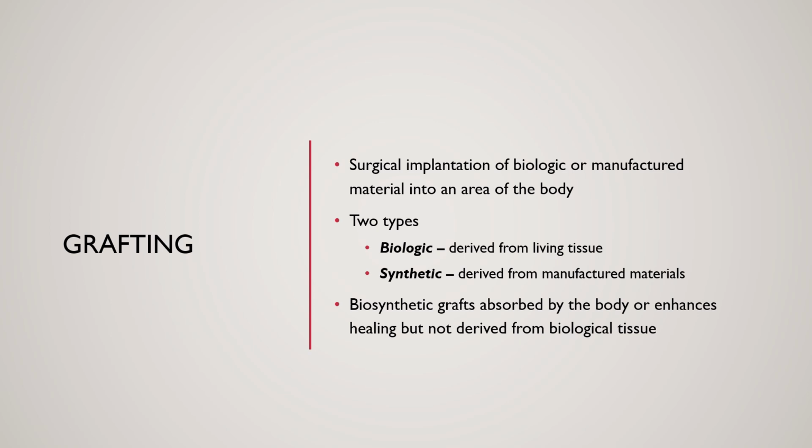So grafting is actually the surgical implantation of a biologic or manufactured material into an area of the body. There are two fundamental types that we will use. The first is biologic, and that's derived from living tissue. And then we have synthetic grafts that are derived from manufactured materials. There is something else out there called biosynthetic grafts. These are absorbed by the body or they enhance healing, but they are not derived from biological tissue. So they will react biologically, but they are not derived from biologic.